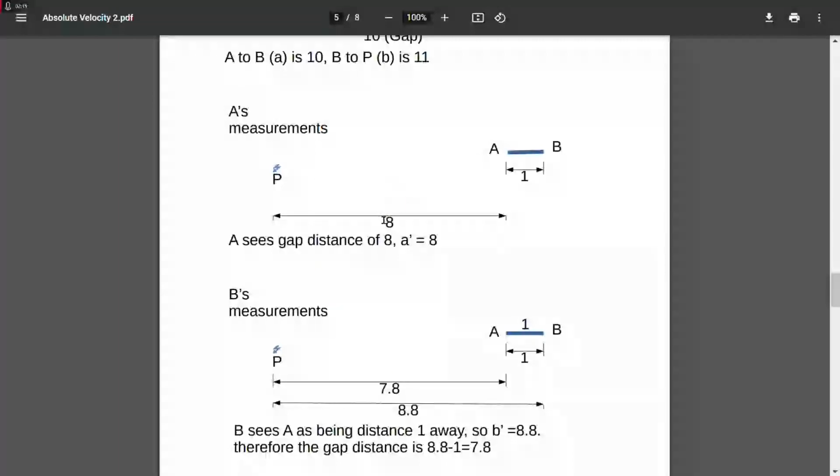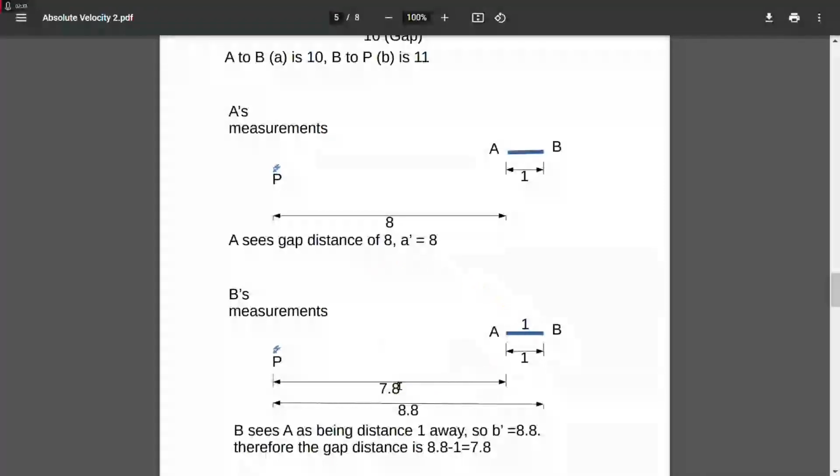Okay, remember, A measures a distance of 8 because 10 contracting under length contraction at 0.6 c is 8, whereas B sees a length contraction of 11 to 8.8. In fact, 11 multiplied by 0.8 is 8.8. Okay, as you can see right there, we have an asymmetry in different interpretations.